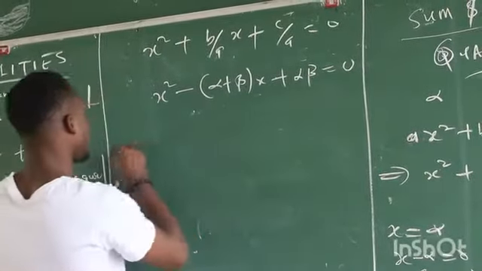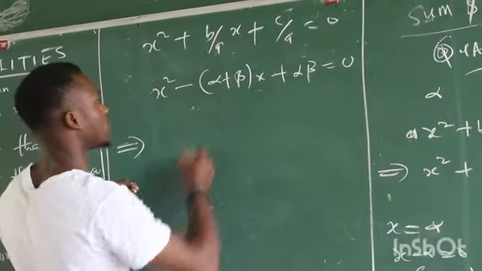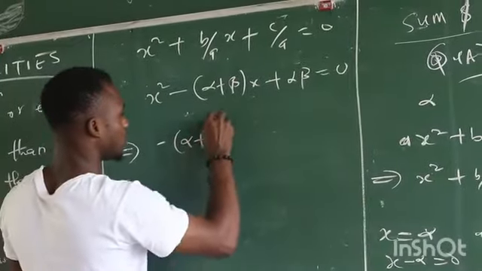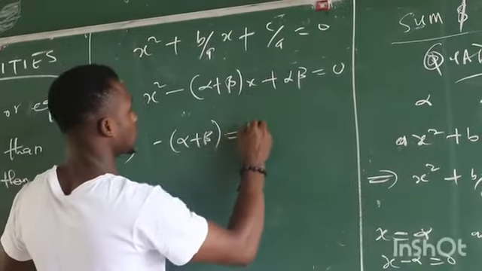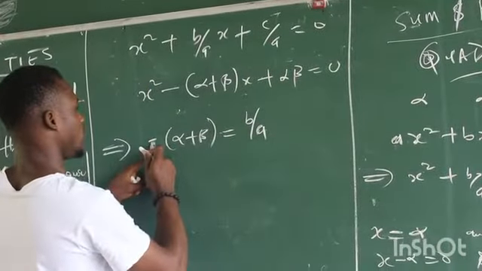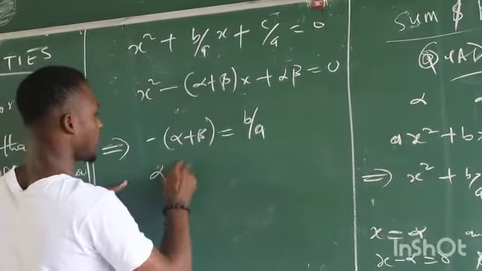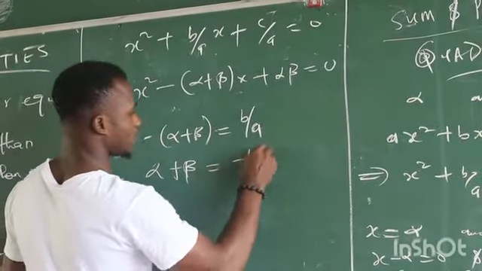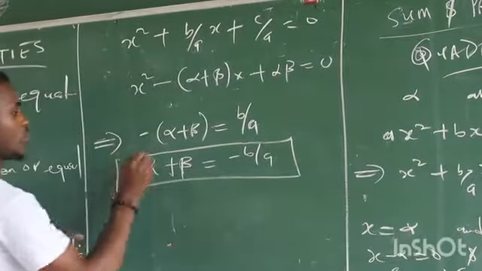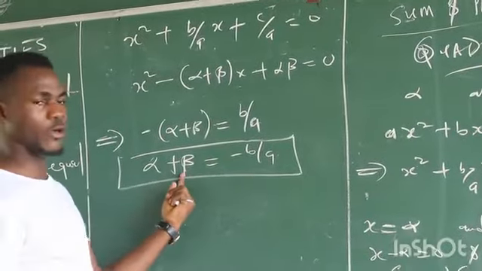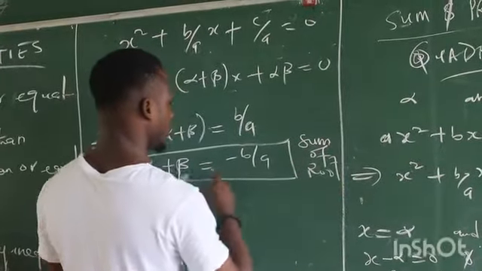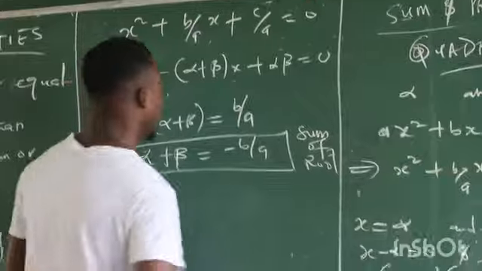Okay, so this then implies when we compare and contrast, we are going to have that minus (alpha plus beta) should be equal to b all over a, right? Good. So then if we move the negative to this side, we have that alpha plus beta is equal to minus b all over a. Okay, so this is the sum of the roots, alpha plus beta. So we call this the sum of the roots. So the sum of the roots is equal to minus b all over a.